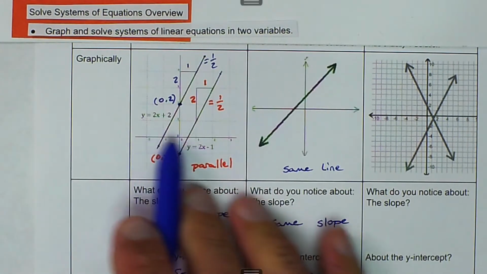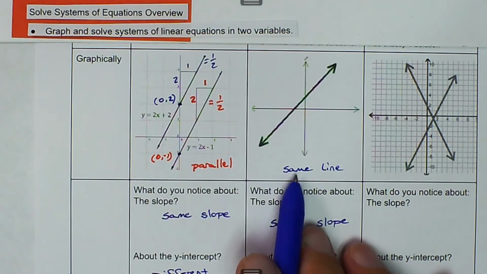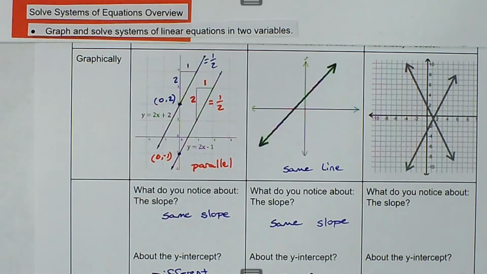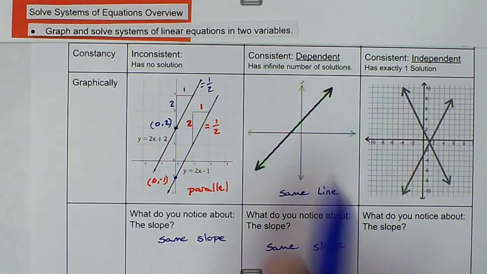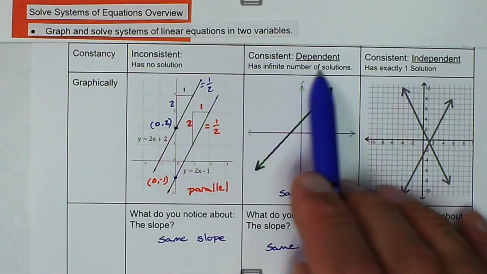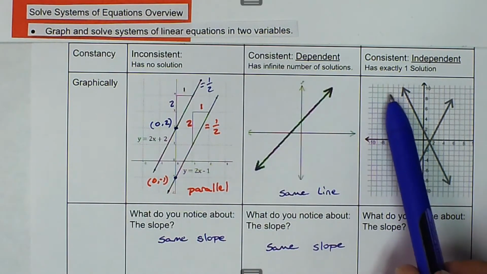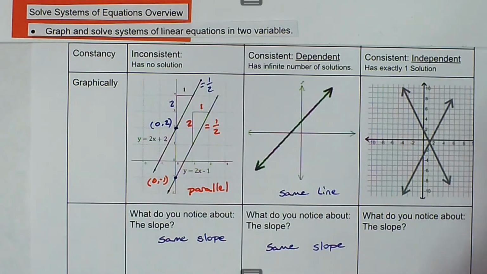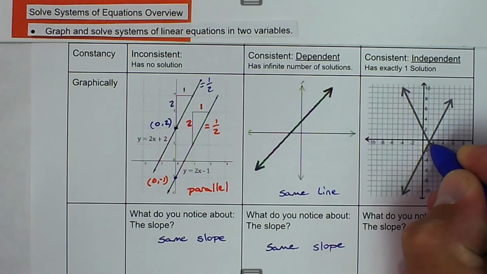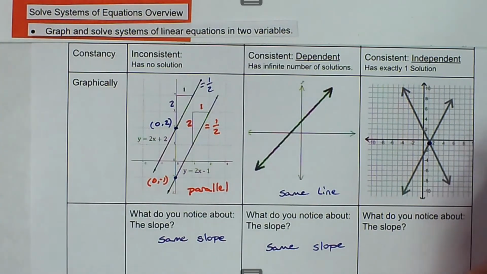So we have two parallel lines, they never connect, and we have the same line where they overlap the entire time. And then over here, and we look at the solutions, this has an infinite number of solutions. If we look over here, we have consistent, independent, has exactly one solution. So this one has one solution at the intersection point right here, where these two lines intersect.